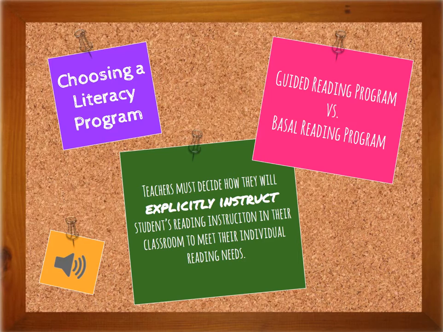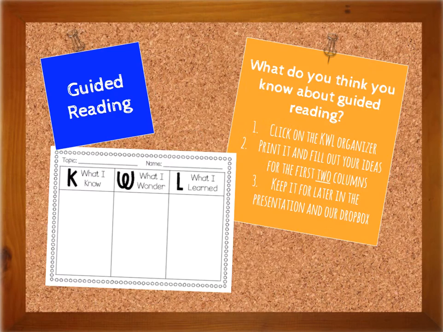Our first main topic is choosing a literacy program between guided reading and basal reading. Listen to the speaker explanation. On this slide, you're going to be completing a KWL chart, but just the K and W. You'll need to click on the organizer, open it up, print it out, and fill out the first two columns, and you'll be keeping it to add information as we work through this presentation.